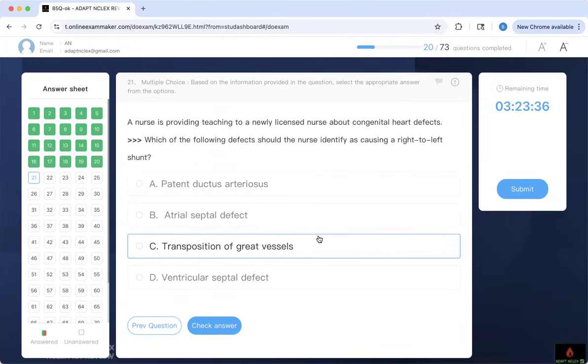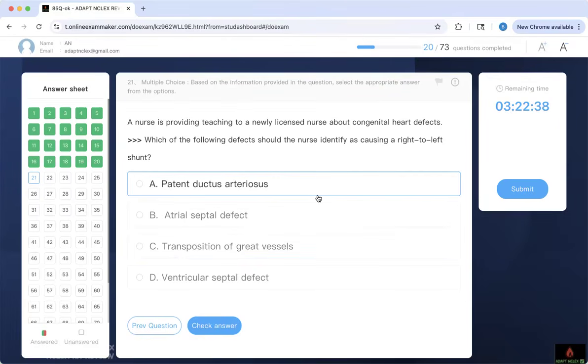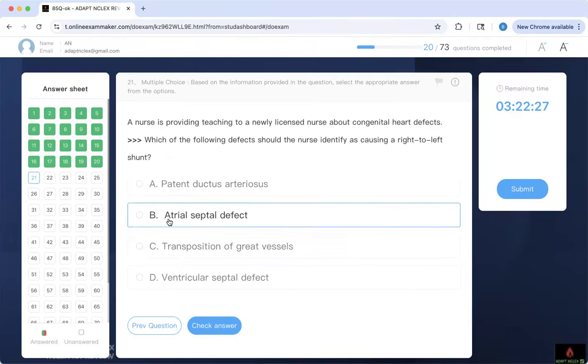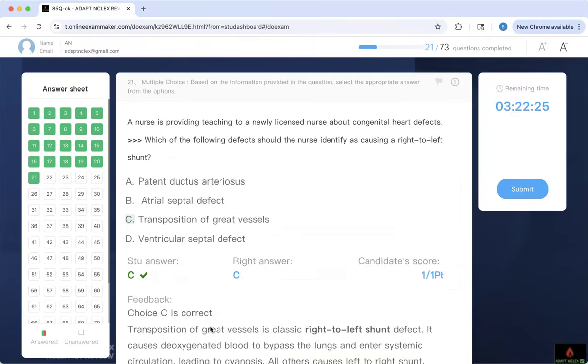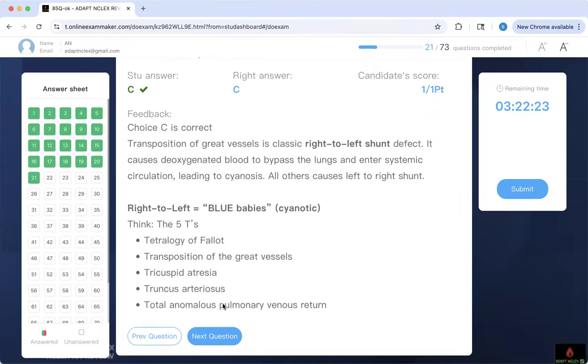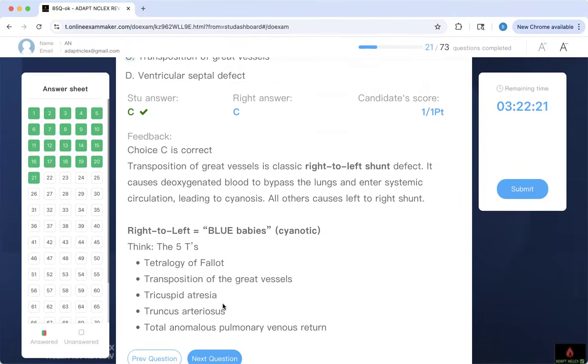Pick your answer. When you see questions like that, it's straightforward. Anything that starts with the letter T is right to left. If it doesn't start with T, then it's left to right. There's no T starting here. This is A, this is V. Transposition is your right answer. You don't have to know details, but we call them the blue babies. The blue babies always start from right to left.